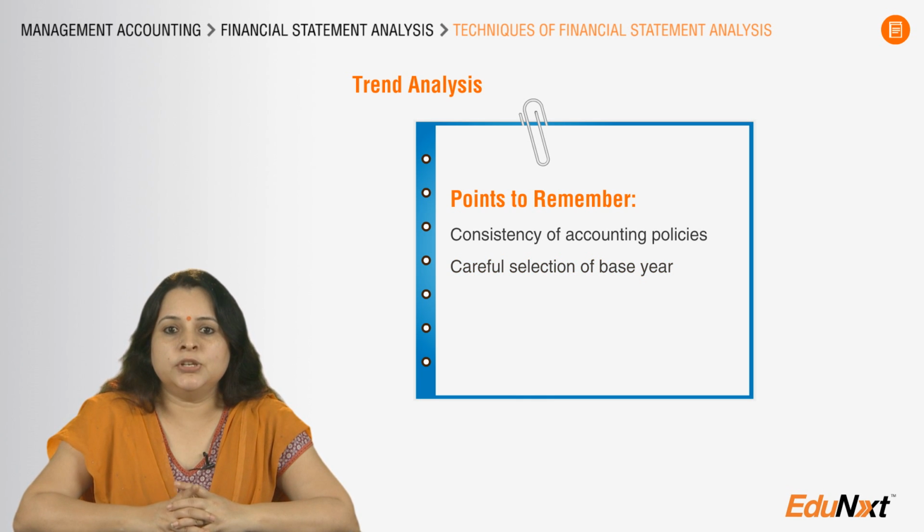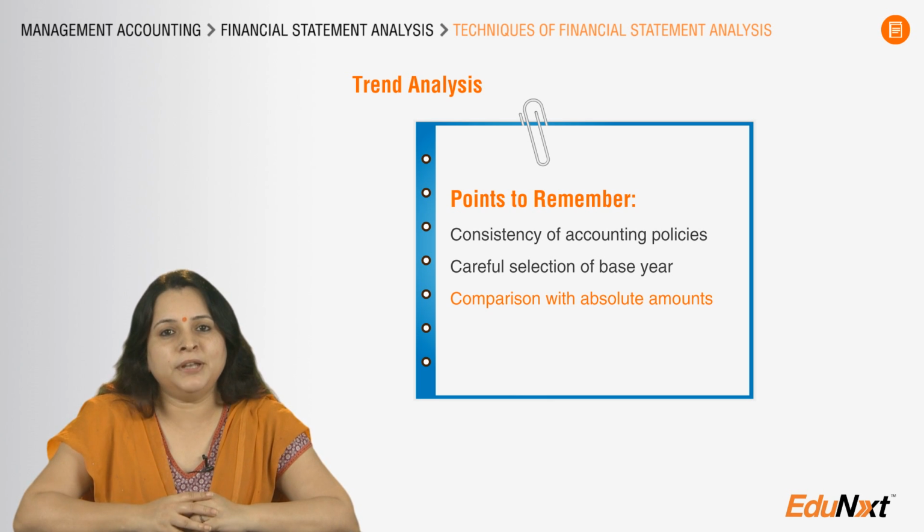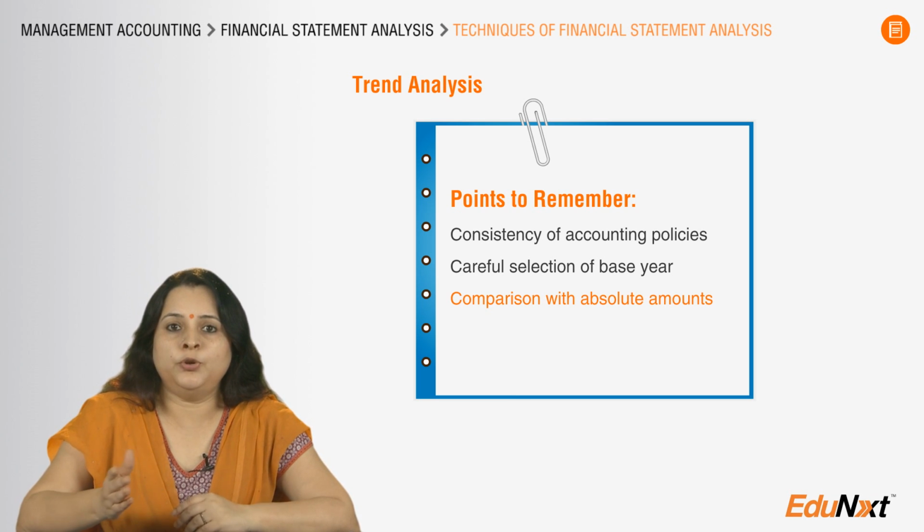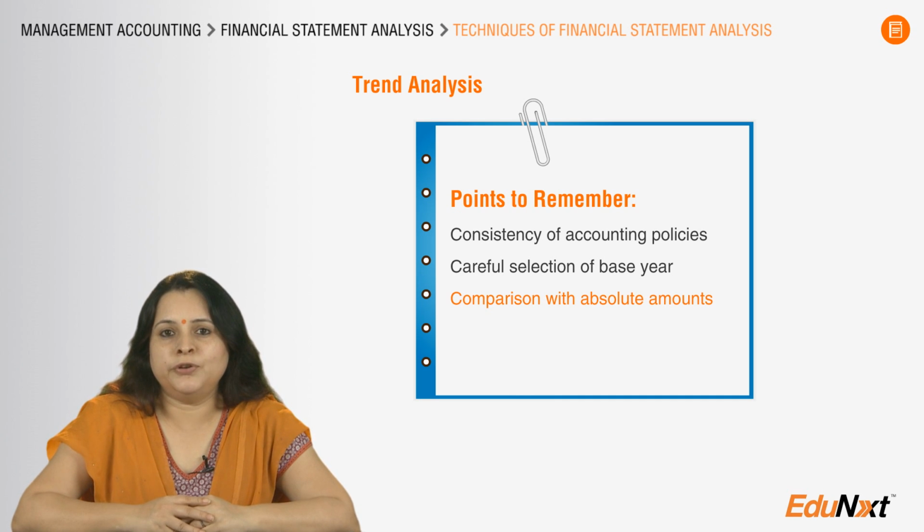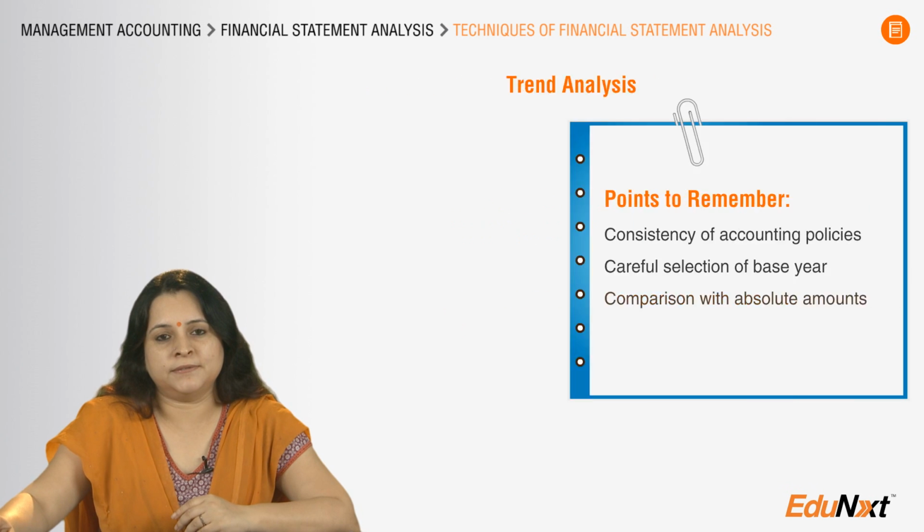Trend analysis should also include comparison with absolute amounts, as increase in certain amounts might sometimes be misleading. For example, an expense might increase from 10 rupees to 30 rupees and show 200% increase. But this amount is not significant enough to warrant an analysis.